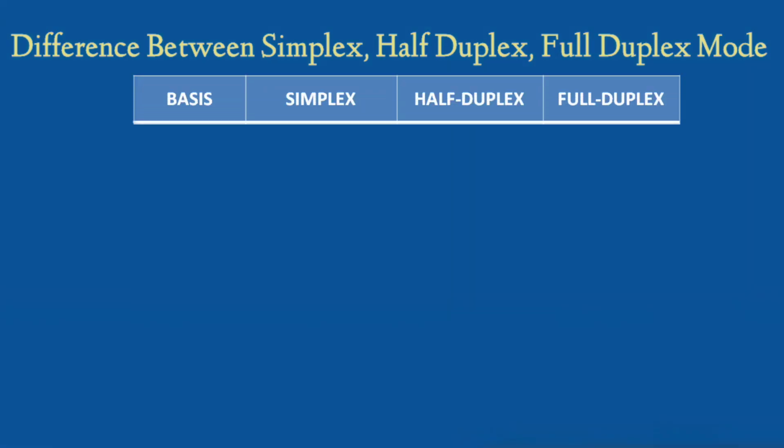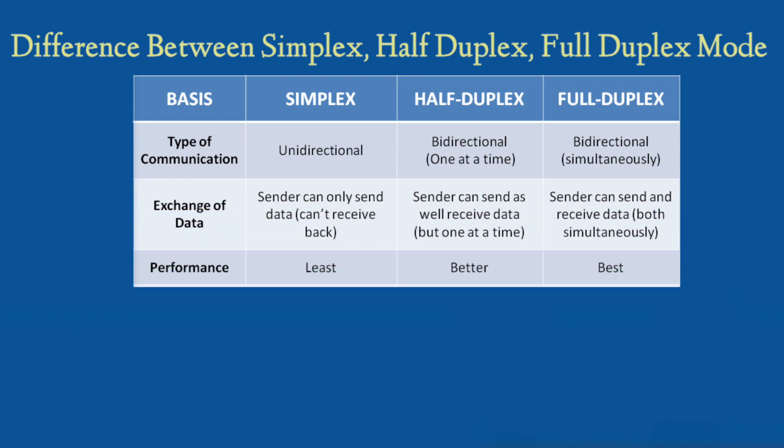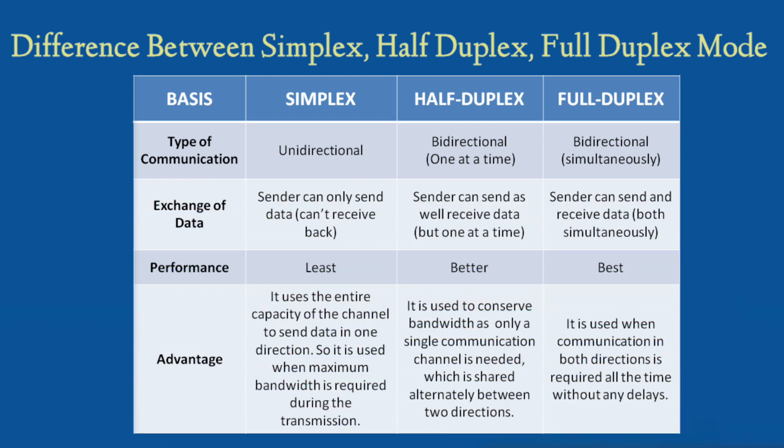Let's have a logical comparison among all three types. On the basis of type of communication, simplex is unidirectional, whereas half-duplex and full-duplex are bidirectional. In simplex, exchange of data can be done only from one side, that is, only the sender can send the data. But in half-duplex, the sender can send as well as receive data, one at a time, whereas in full-duplex, this can be done simultaneously. Talking about performance, simplex has the least performance, half-duplex has better, and full-duplex has the best performance as data can be sent and received simultaneously.